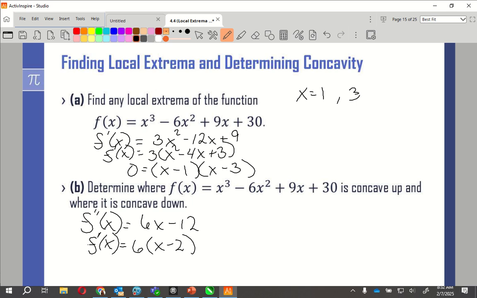Is that going to be a min or a max? That's going to be a maximum. Because if it's negative, it's concave down. That's why I throw up those gang signs. Concave down is going to give me a maximum at 1. So there's a local max at 1.